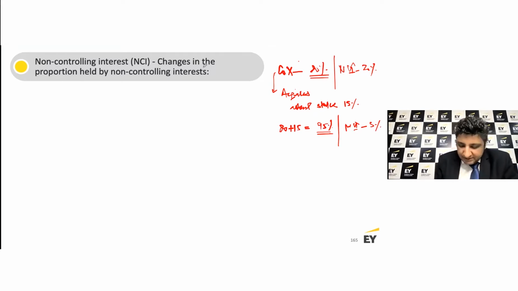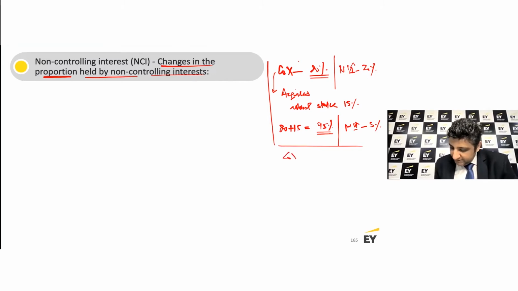So how do we deal with that scenario? That is the context we want to talk about: changes in the proportion held by non-controlling interest. It can also be in a different direction, wherein company X had 80% stake, of course the NCI had 20%, and then company X disposes or sells, let's say, a 10% stake.